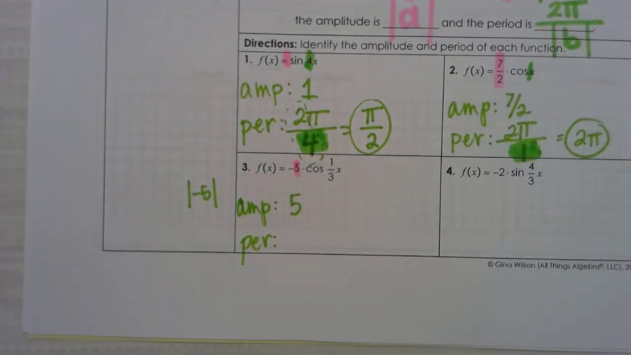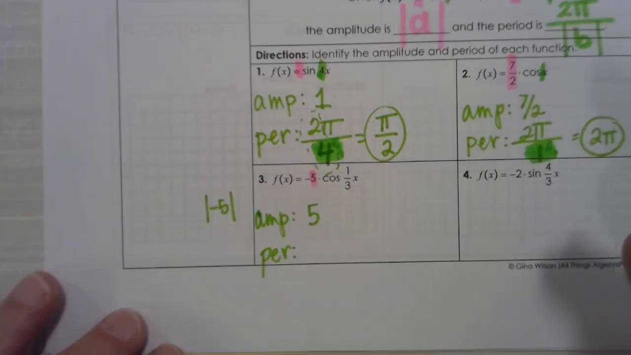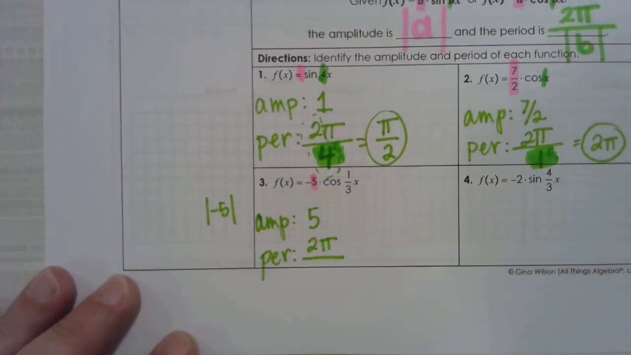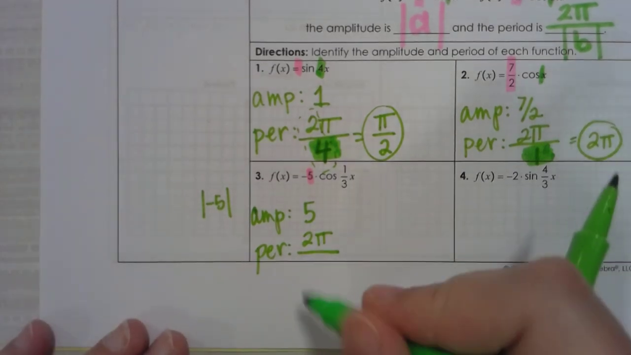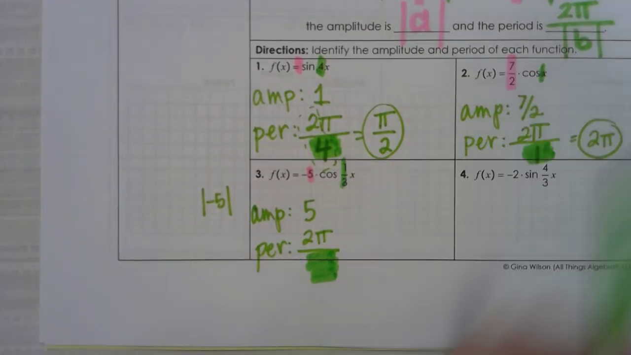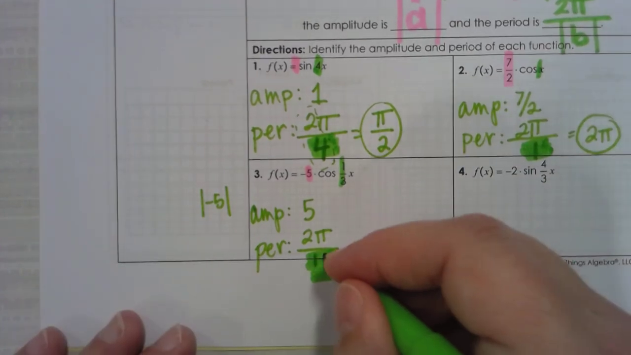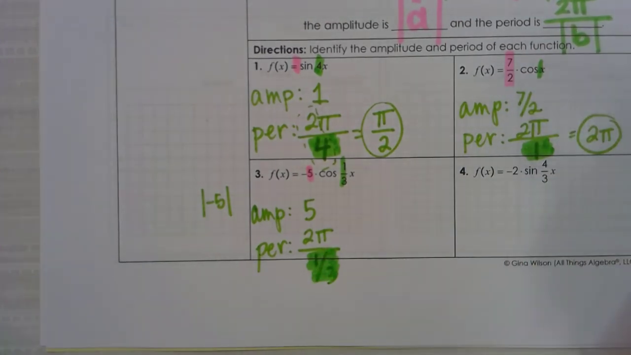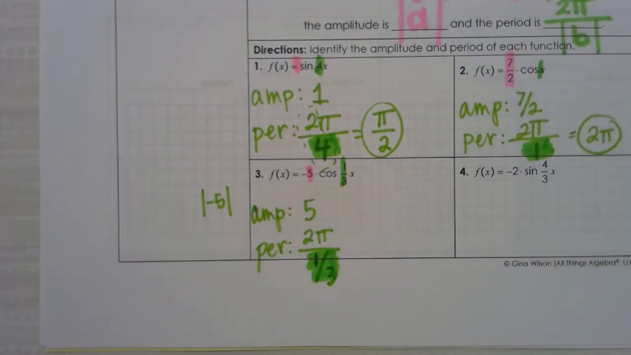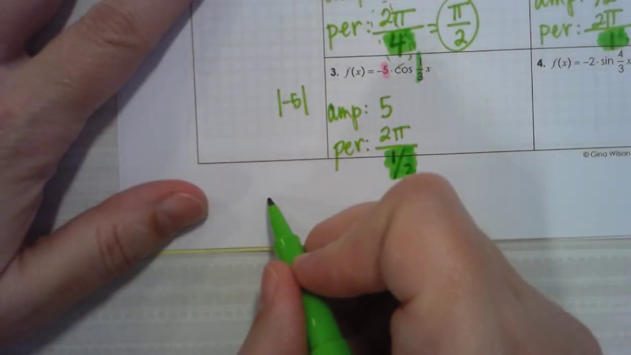Okay. All right. And then for our period, the regular period for the sine function or cosine function goes to what value? 2 pi. Say that, 2 pi. Okay. Then we're going to divide it by what value? 1/3. That's going to be awesome. So we're dividing 2 by 1/3. And you don't have a calculator? No, you don't. Put it down. Because it's too easy.